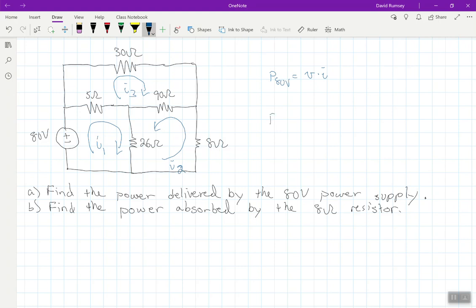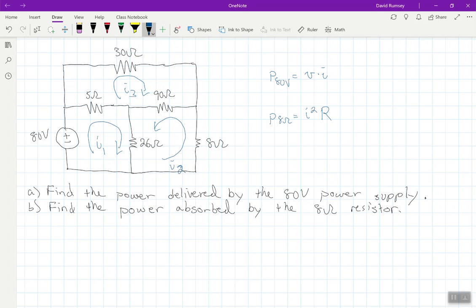So the power for the 8 ohm resistor, again, we could do voltage times current, but since we're going to be finding currents, it would make sense to use the current squared times resistance. All right, so now that's just kind of setting up what we're looking for.